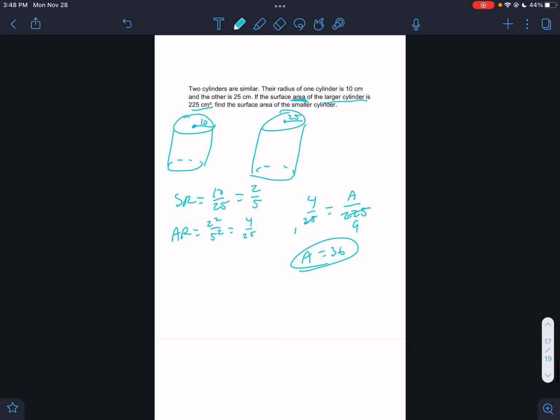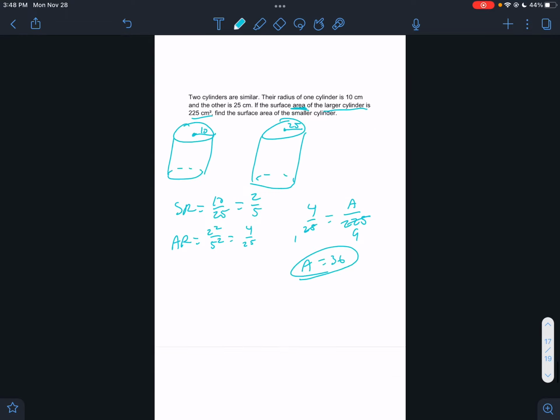If you don't square the ratio, you can't work with area. I talked about that earlier. You've got to get used to it. Working with area, you must square your ratios. We're going to save that for another time.